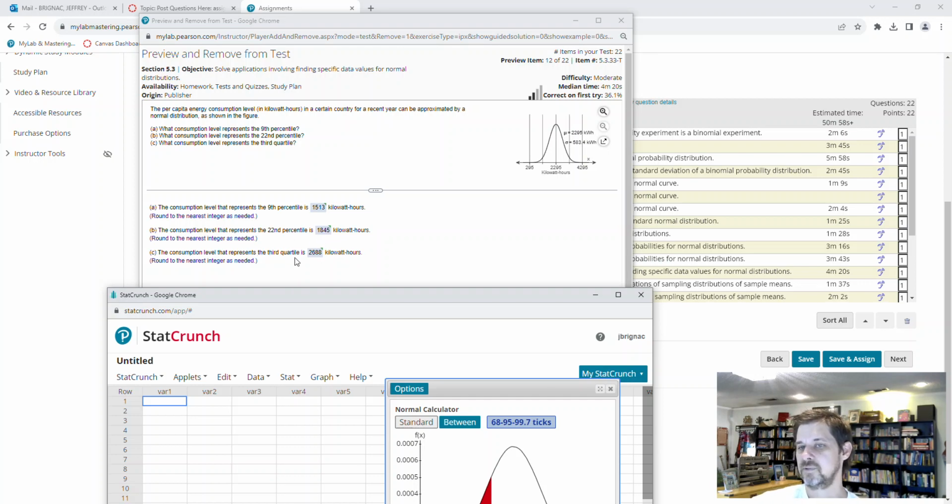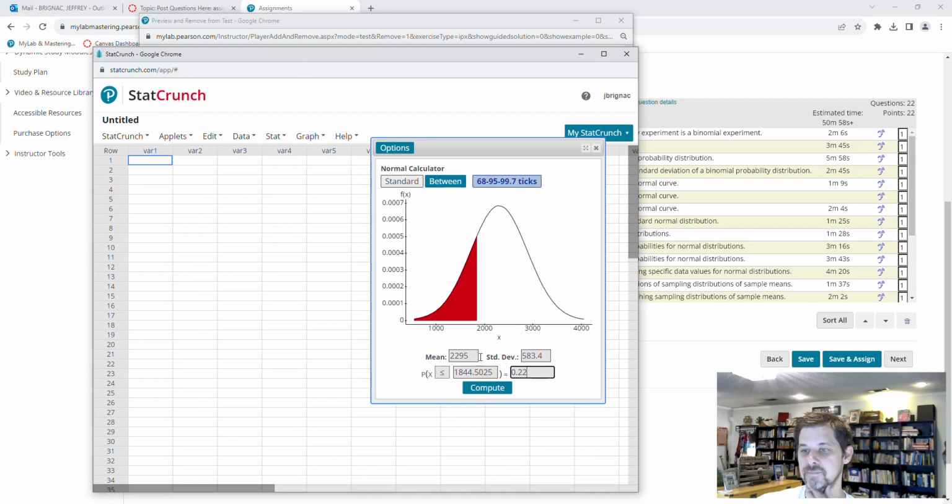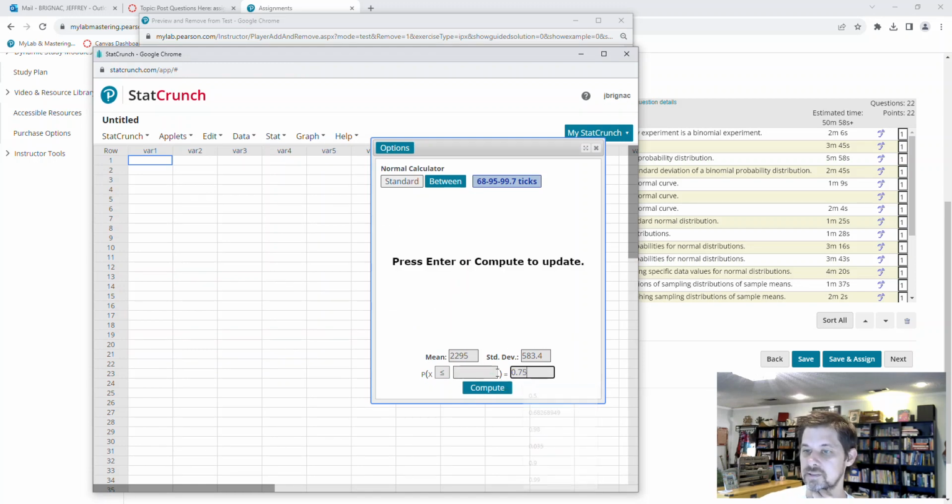Okay, this last one reads a little bit different. This is the 3rd quartile. So quartiles are like percentiles, but the wording sounds a little bit different. The 1st quartile is the 25th percentile, meaning more than 25% of the population. The 2nd quartile is the 50th percentile, more than 50% of the population. The 3rd quartile, you can probably see where I'm going, is the 75th percentile, more than 75% of the population. So in order to get the 3rd quartile, I want this to be 75%.